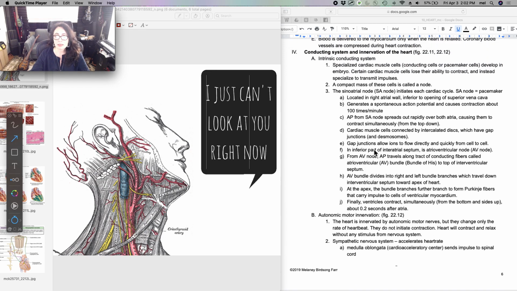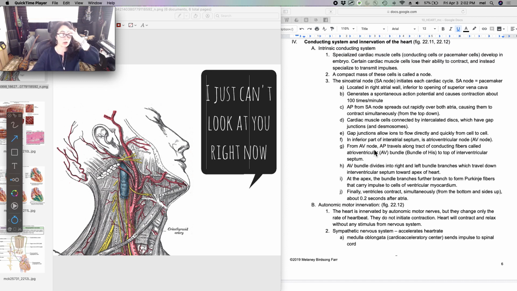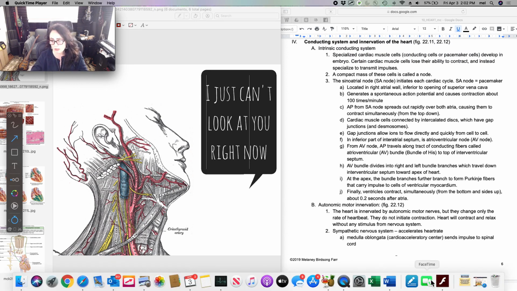So the last thing that we have to cover is just what we call the conducting system or the cardiac conduction system and innervation of the heart.